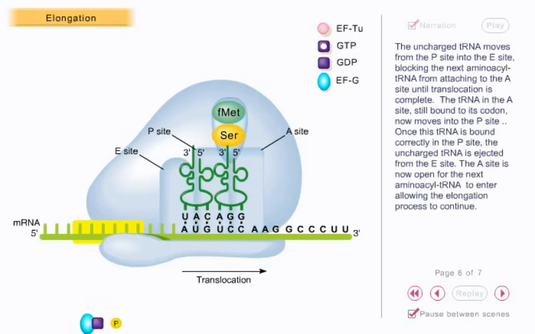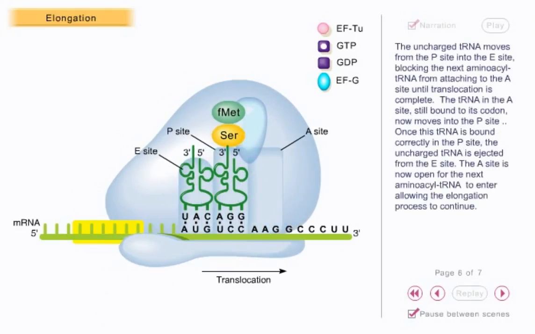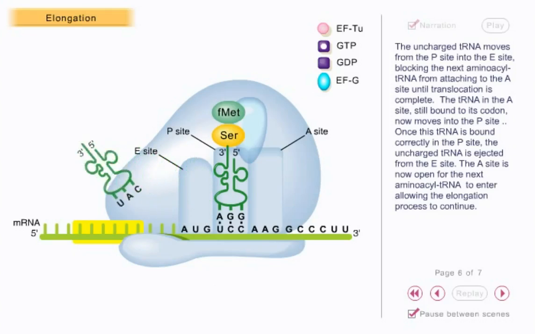The uncharged tRNA moves from the P site into the E site, blocking the next aminoacyl tRNA from attaching to the A site until translocation is complete. The tRNA in the A site, still bound to its codon, now moves into the P site. Once this tRNA is bound correctly in the P site, the uncharged tRNA is ejected from the E site. The A site is now open for the next aminoacyl tRNA to enter, allowing the elongation process to continue.